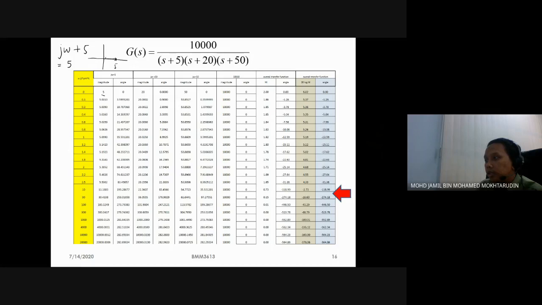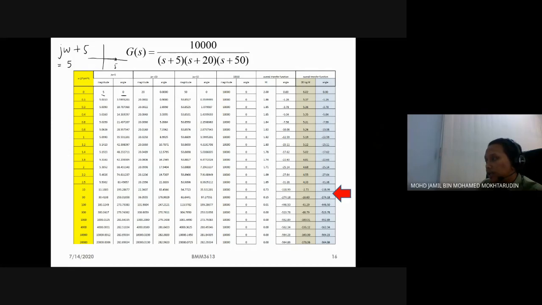And then the angle is 0. Okay, so angle measured from the positive real axis, so you get 0. And then you repeat the same process for each of the numbers in the bracket.